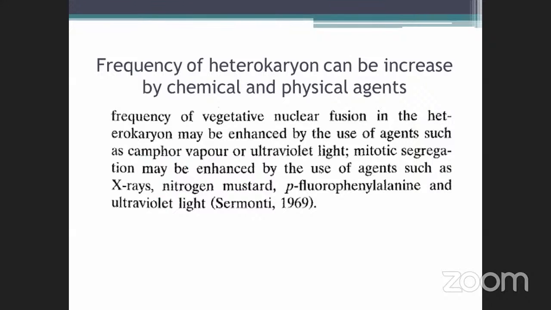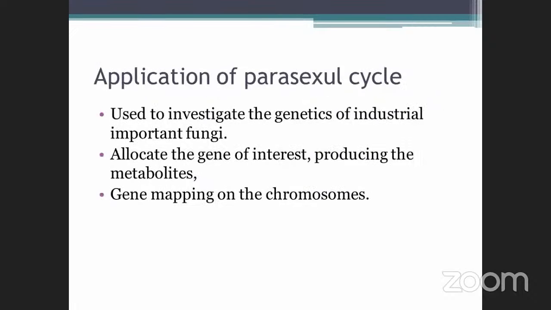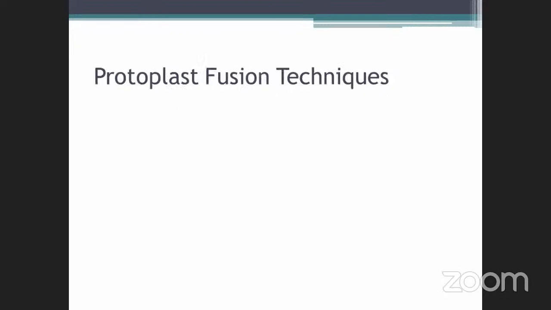So frequency, I think we already discussed, that the frequency of heterokaryons can be increased by chemical and physical mutagenesis, like X-rays, nitrogen mustard, fluorophenylalanine and ultraviolet light. So mitotic segregation can be induced by such mutations. It is used to investigate the genetics of industrially important fungi, locate genes of interest producing metabolites. Gene mapping on the chromosome is also possible.